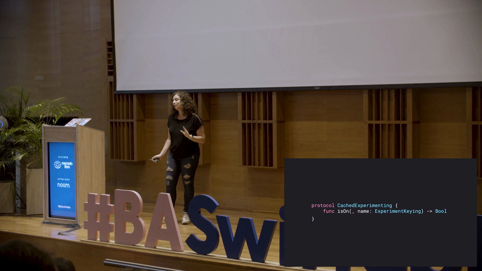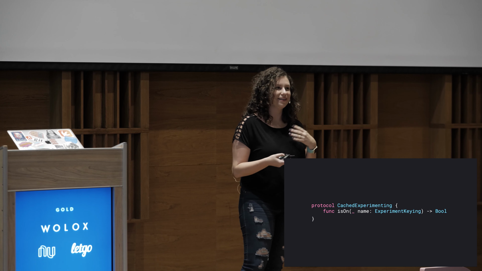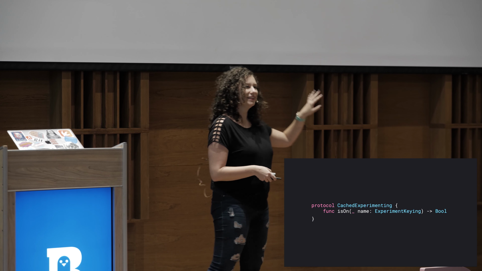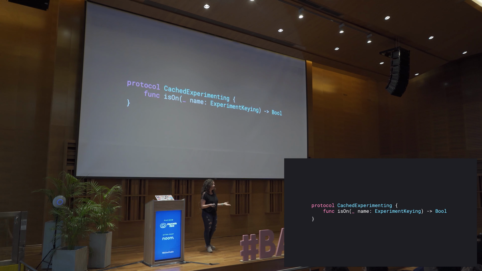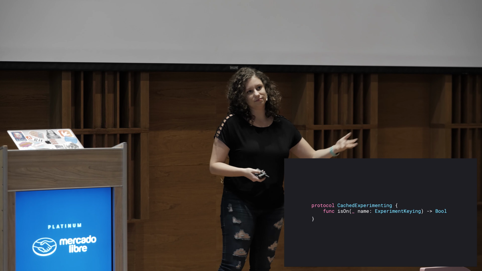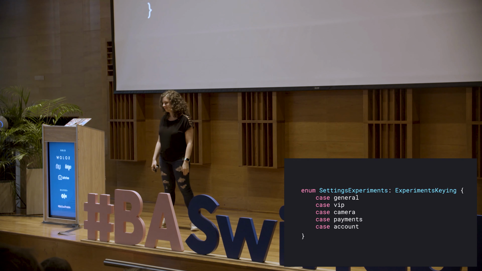I'm not going to talk about how to do this caching or how to do the experiment itself. And whenever you're not ready to talk about implementation, you put it behind a protocol, right? So this is a protocol where I just say which experiment I want to see and check if it's on. That's pretty easy. The implementation behind it depends on what you're going to do, if you're on Firebase or backend or whatever. So that's very specific to the project. But this is not. You can have a protocol and check if something is on.